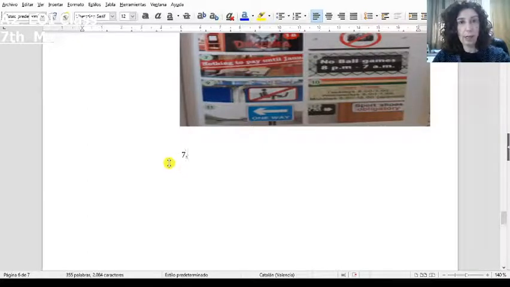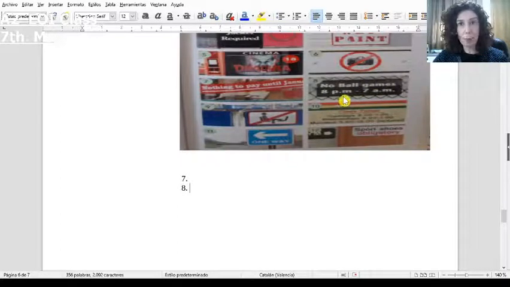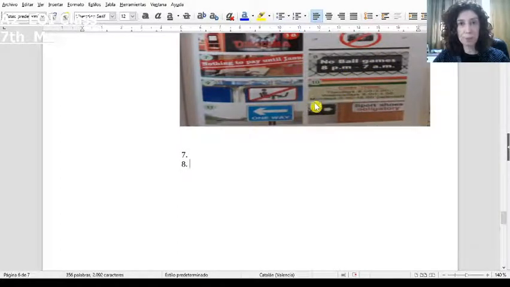Number 7. Nothing to pay until January. No has de pagar res fins a gener. No problem. Number 8. No ball games from 8 p.m. to 7 a.m. No ball games. Then prohibition.